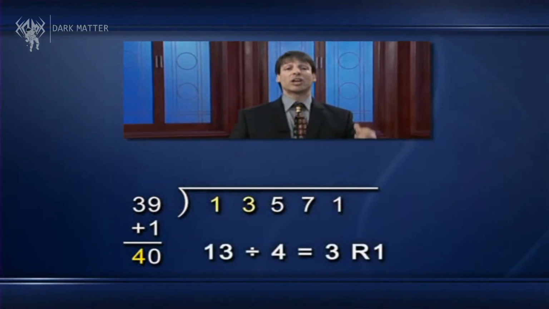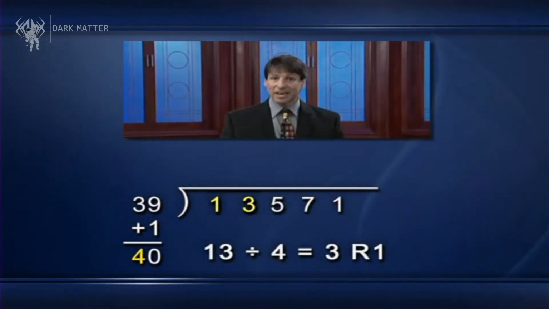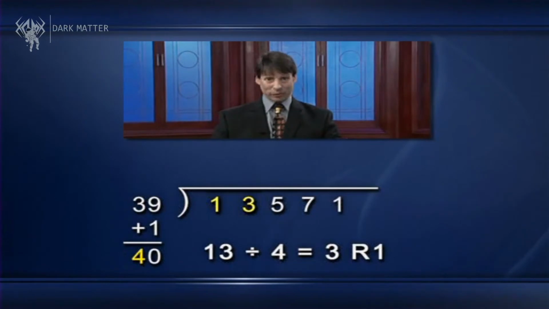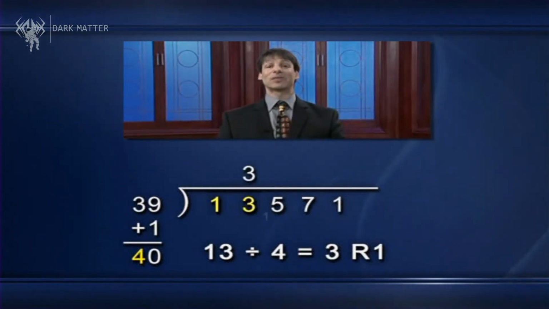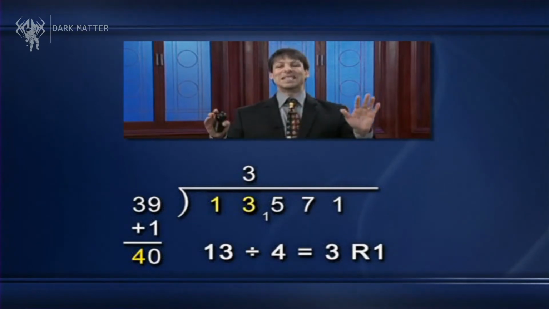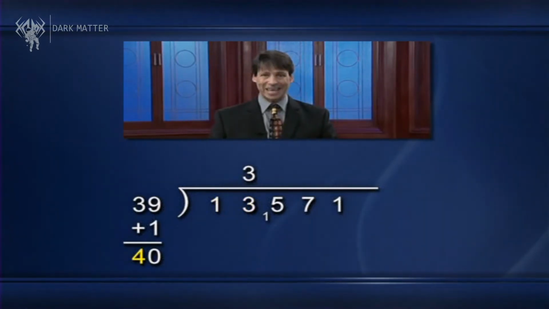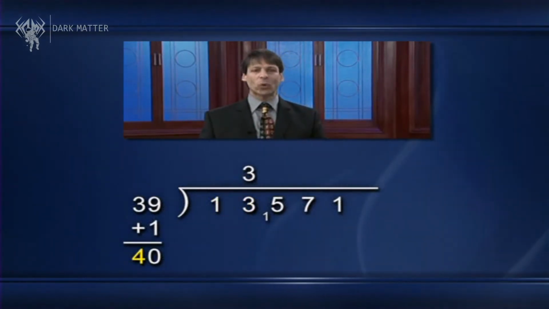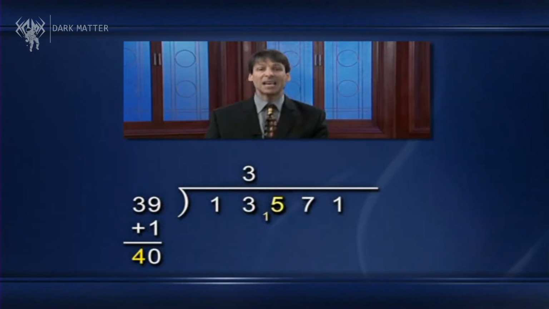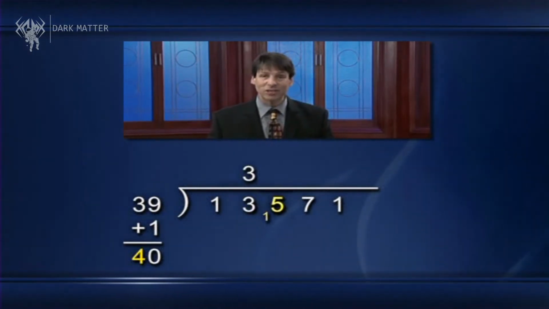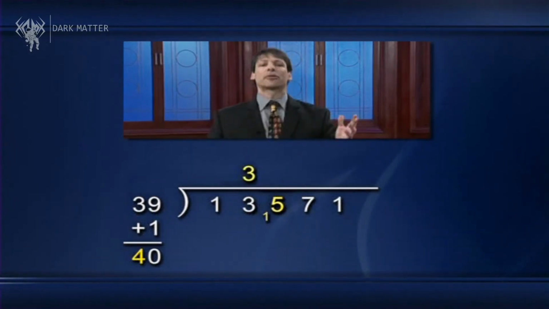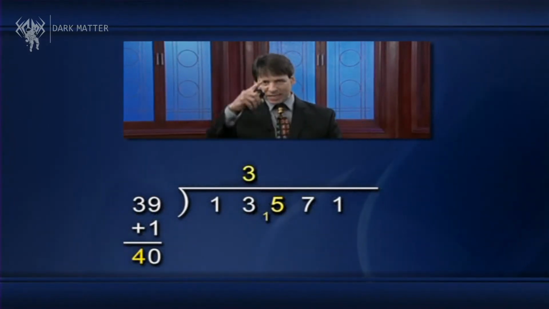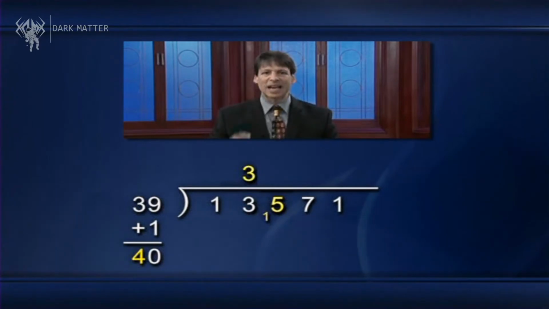4 goes into 13 3 times with a remainder of 1. So we start off just like short division. The 3 goes up and the 1 goes down. But now comes the twist. Instead of dividing 4 into 15, like we would do with short division, we divide into 15 plus 3. The 3, that little quotient digit on the top.